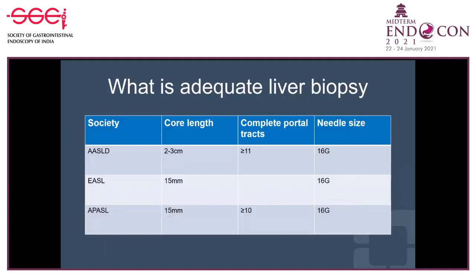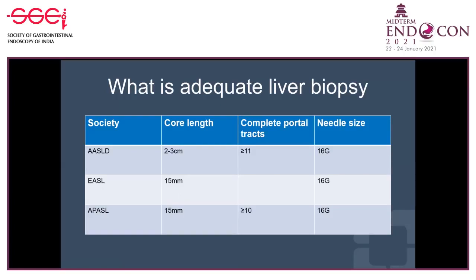So what constitutes adequate liver biopsy? If we look at the society guidelines, AASLD recommends that the core length should be at least 2 to 3 centimeter long or 20 to 30 millimeter long, and the core should have at least 11 complete portal tracts. They recommend a 16 gauge needle as an ideal needle size.